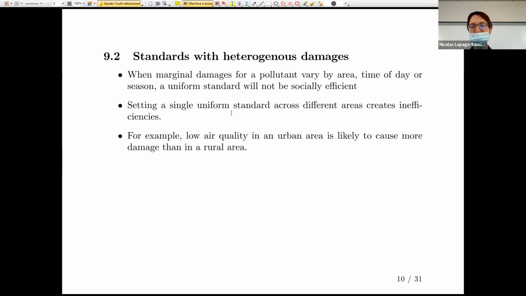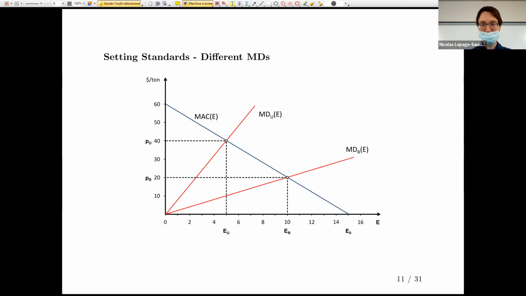And then of course, if you set a uniform standard, no matter where, it might be too stringent for some places and too lenient for some other places. One example is air quality. If you are in an urban area, it's likely to cause much more damage than in a rural area, because many people breathe it, and it's not absorbed by nature or by anything. So that would look like this.